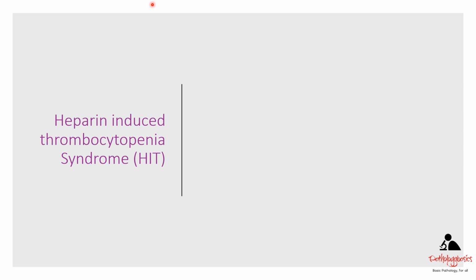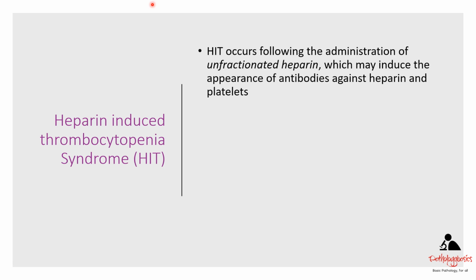So let's see this heparin-induced thrombocytopenia syndrome, or what we call the HIT syndrome. This HIT syndrome happens following administration of unfractionated heparin. Now, unfractionated heparin is a type of heparin that was used earlier. What happens is, when we give heparin over a period of time, antibodies develop against this unfractionated heparin.